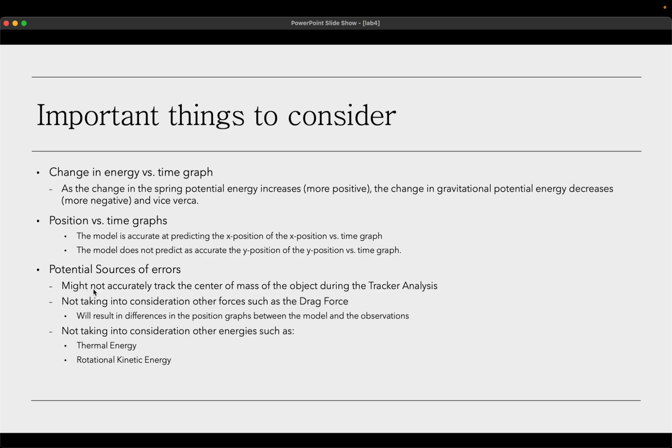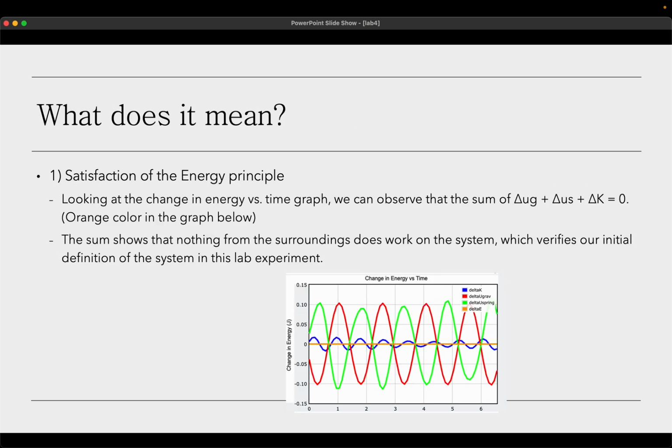Potential sources of error: might not accurately track the center of mass of the object during the tracking analysis, not taking into consideration other forces such as the drag force, and not taking into consideration other energies such as thermal energy and rotational kinetic energy. What does it mean?